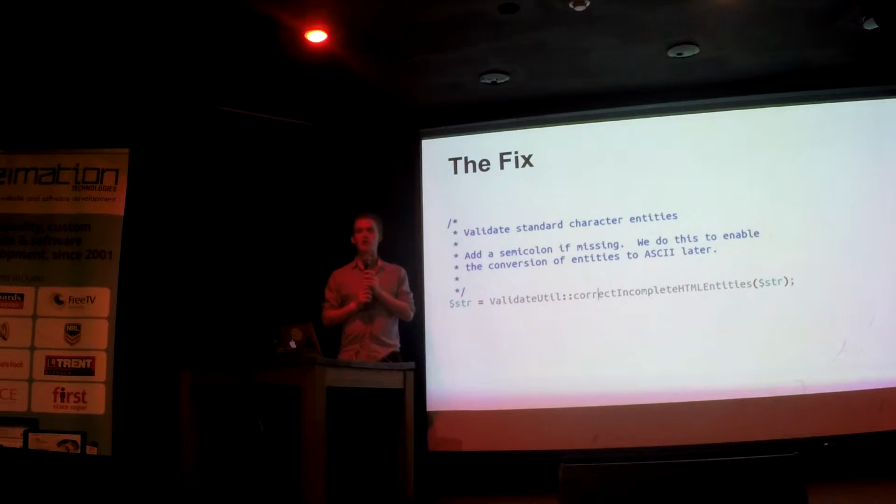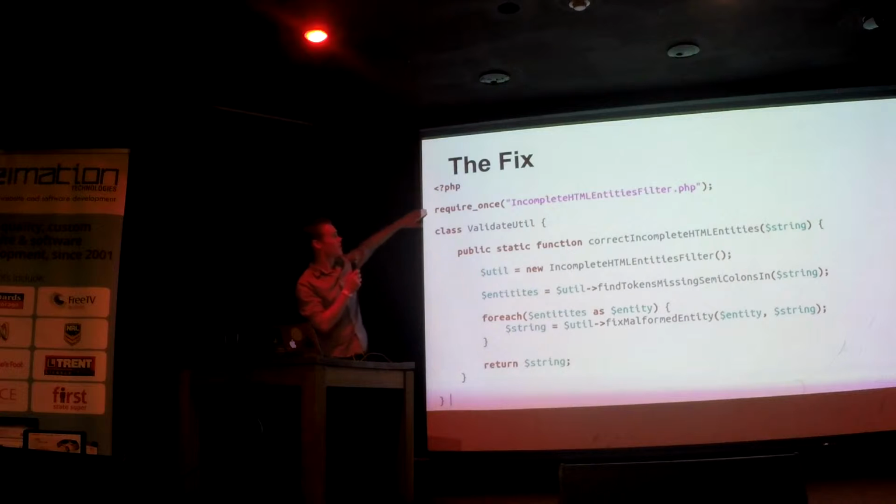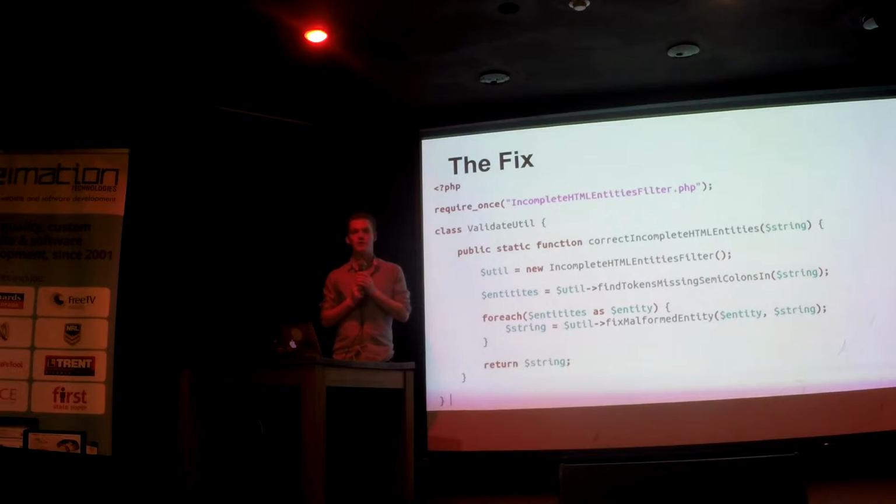So here I have a validate util class, a static call to correct incomplete HTML entities, and the incoming string that I'm using to validate against. Now inside this class, yes, unfortunately we don't use 5.3 yet, so I do have to use includes at the top. We're working on it, but this is quite an old code base. So inside here I have one method that is correct incomplete HTML entities with this string. So I have a new entity filter. I then step through that and I ask it to find tokens that are missing semicolons in this string.